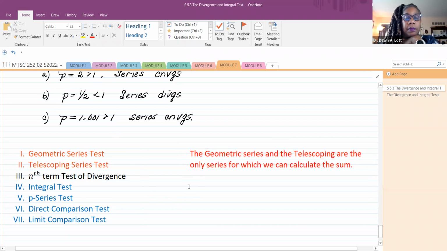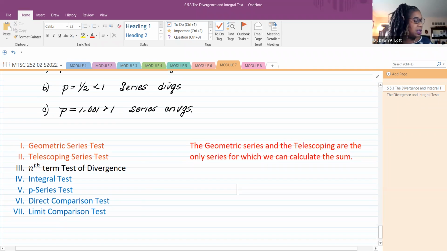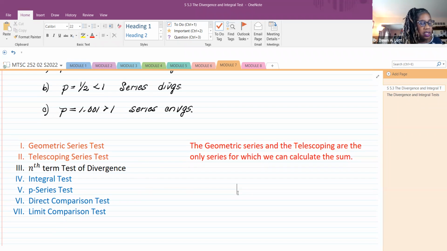Okay, the nth term test of divergence. This is the only test that does not tell us whether a series converges. This test does not tell us if a series converges.